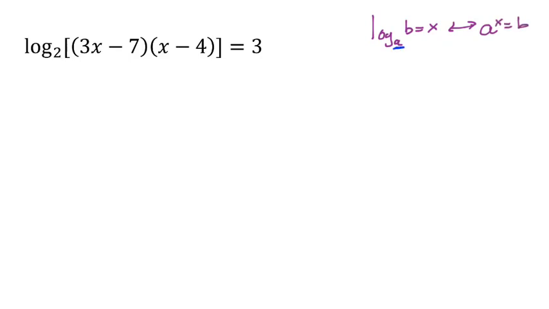Whatever number was the base becomes the base for the exponent, and then whatever number was on the right side becomes our exponent. I think I may have misspoke there, but you get the idea. So if I were to do this, I could rewrite that as 2 to the third equals all this other stuff.